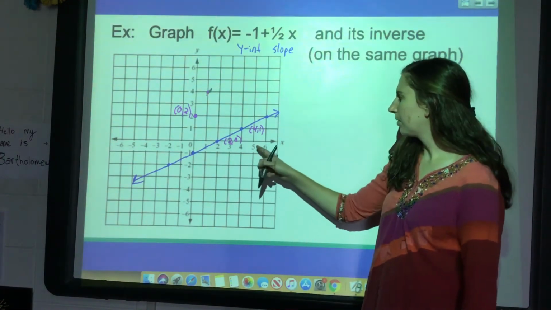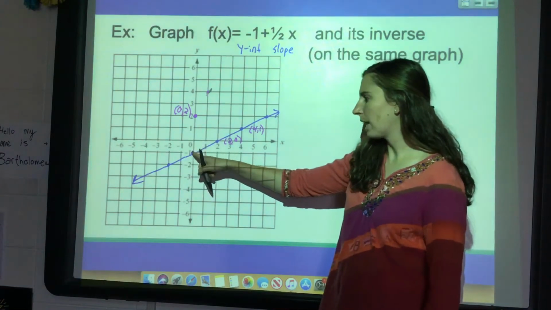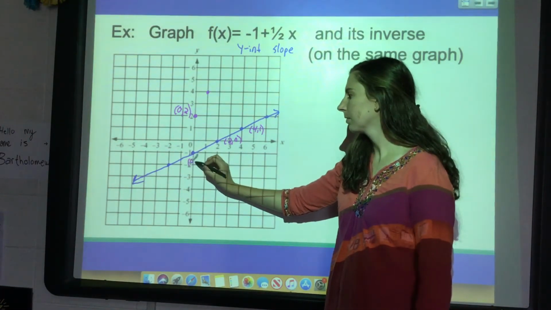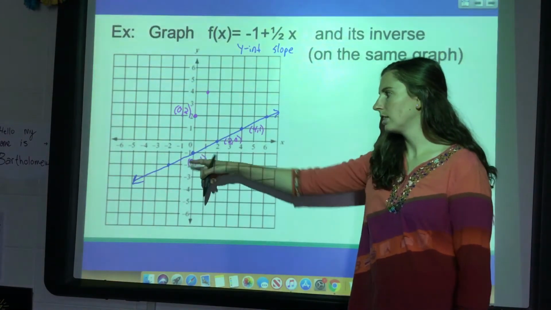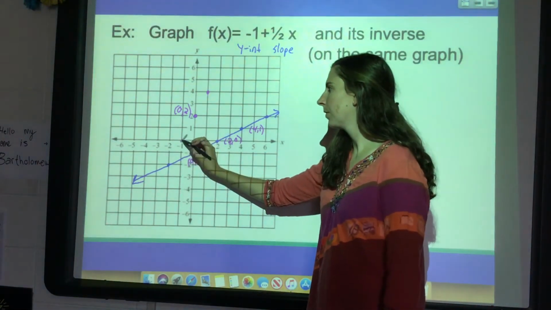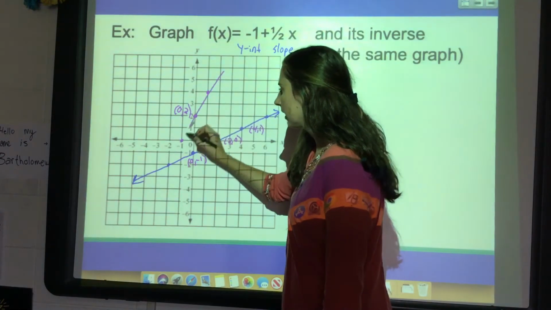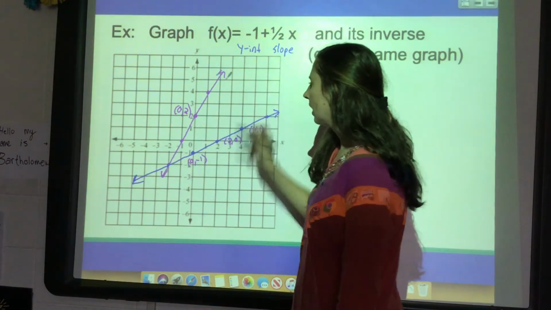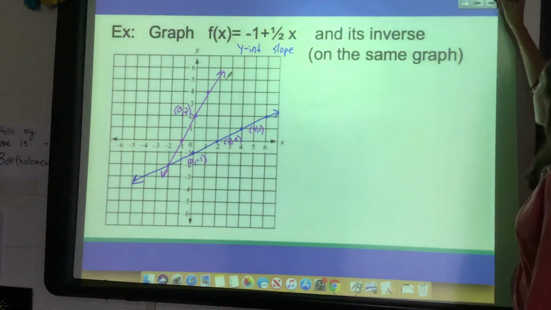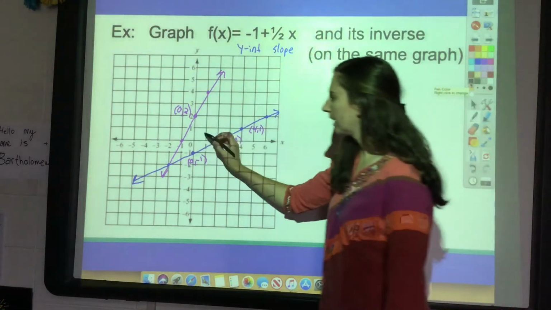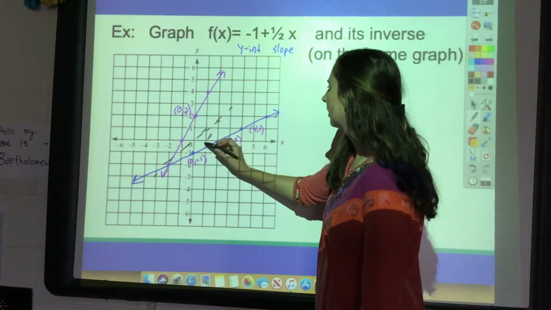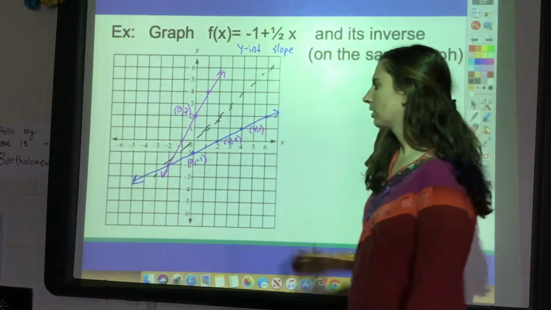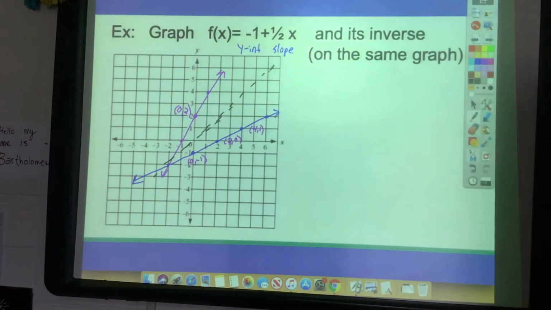So if I have the point 0, -1, then my inverse function will have the point -1, 0. And let's connect those. And you can see how those are a reflection across the line y equals x. Ooh. I tried. Close enough. But you can see how they are a reflection of each other.